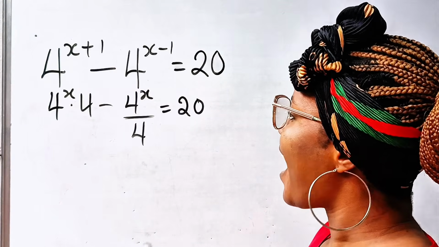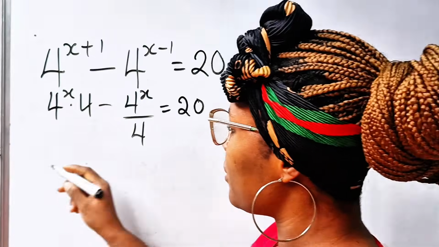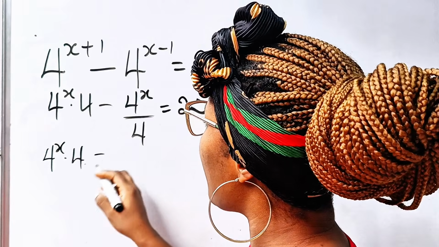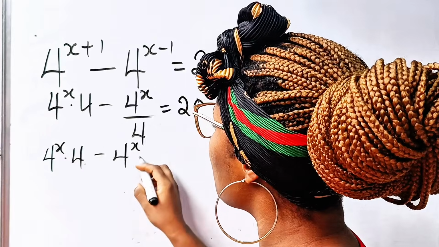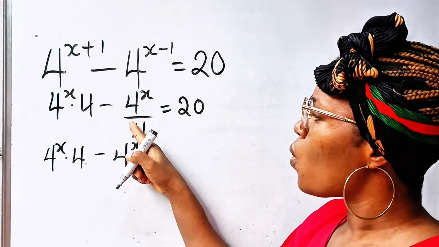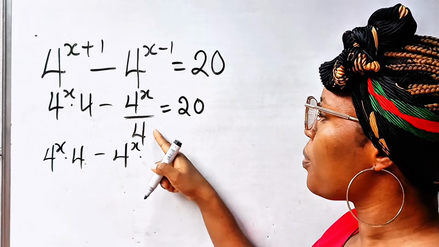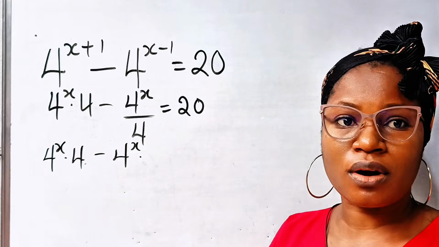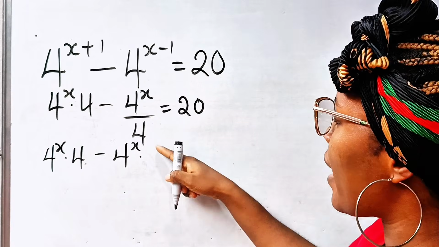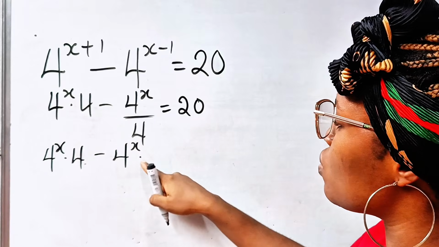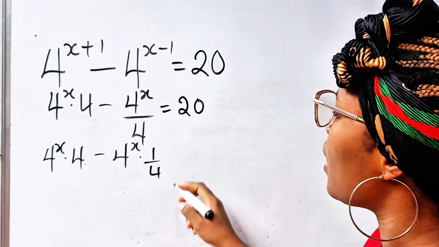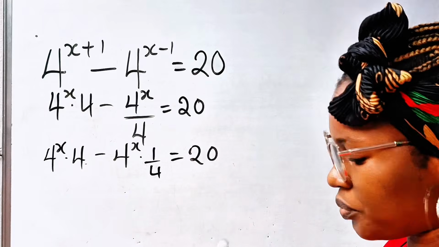What's next? I'm simplifying this further. So we have 4 to the power of x multiplied by 4 minus 4 to the power of x multiplied by this. Same thing as when you are dividing a number. Dividing by a number is same thing as multiplying by the reciprocal of the number, right? So I can decide to change this division to multiplication, and I will change this 4 to 1 over 4. And this is equal to 20.